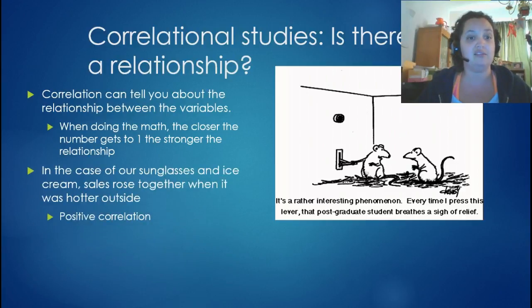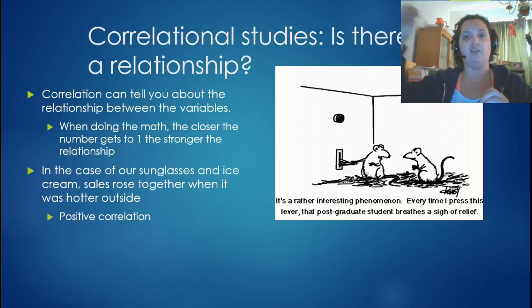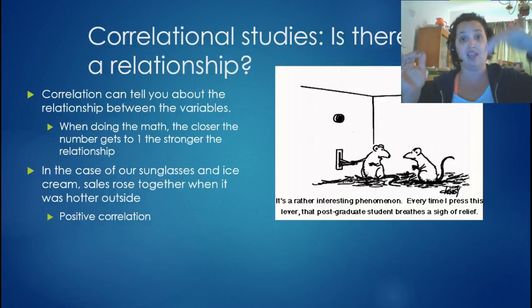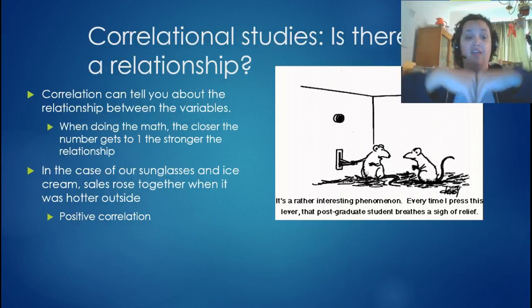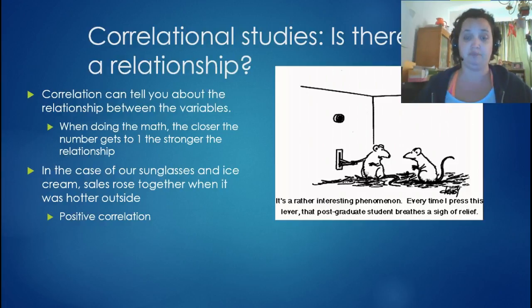Remember our sunglasses? When our sunglass sales rose, our ice cream sales rose, right? And so the more they went up as it got hotter outside, this is a positive correlation. It's when the two variables are growing together. So their relationship is very strong and they're growing in the same direction. Conversely, in the winter, maybe the sale of ice cream goes down and the sale of sunglasses goes down. That would also be positive. I know, this is weird, but it's positive because they're falling together.